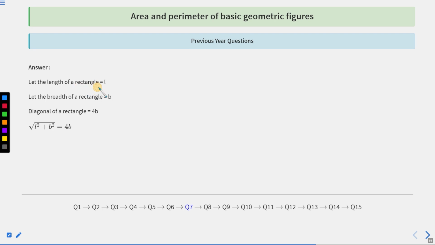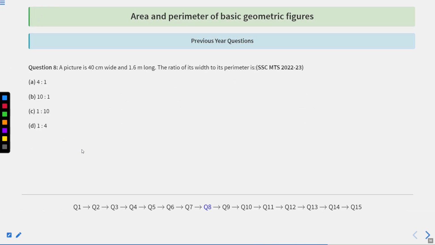So let us have a look at the solution. Let us suppose the length of the rectangle be L and the breadth be B. So the diagonal of the rectangle is equal to 4b, that is provided to us. So under root L square plus B square equals 4b. Squaring both sides, L square plus B square equals 16b square. So L square will be 15b square. So L is to B is nothing but under root 15 is to 1. So option number A is correct here, that is root 15 is to 1.